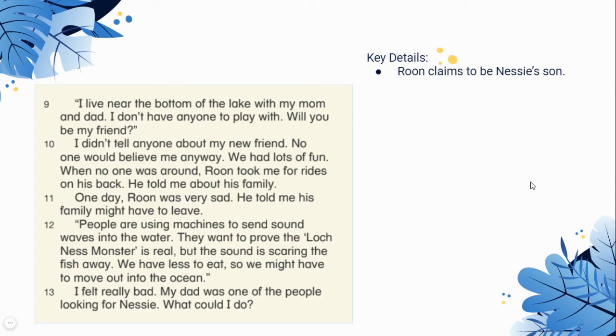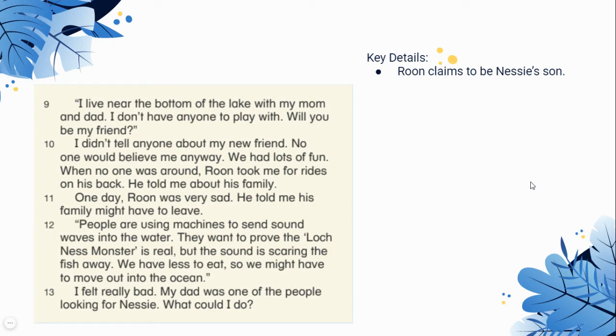Paragraph 10 reads, "I didn't tell anyone about my new friend. No one would believe me anyway. We had lots of fun. When no one was around, Rune took me for rides on his back. He told me about his family." Again, it's interesting, but not a key detail.